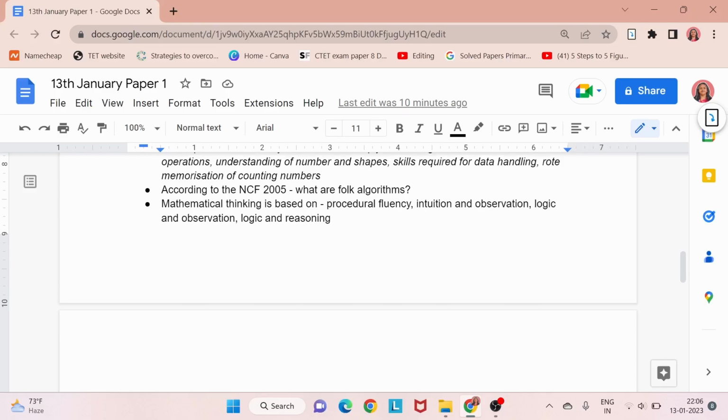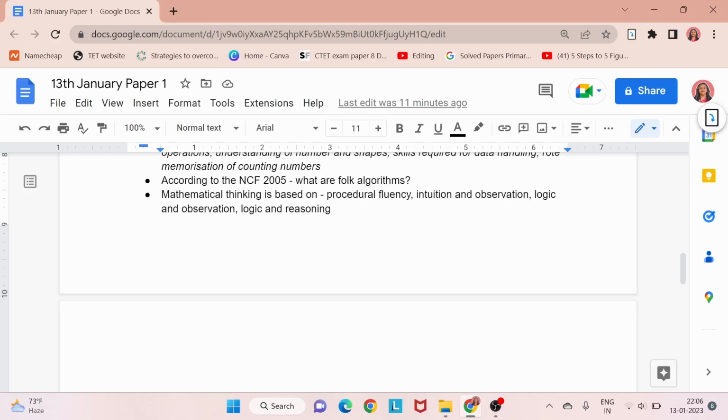Mathematical thinking is based on procedural fluency, intuition and observation, logic and reasoning. Here I have gone for logic and reasoning. I'm not 100% sure whether it should be logic and observation or logic and reasoning. So let's see. I'm doing this because I have gone through the paper and this is what I've remembered and written down. And I thought it would be best to share it with you.